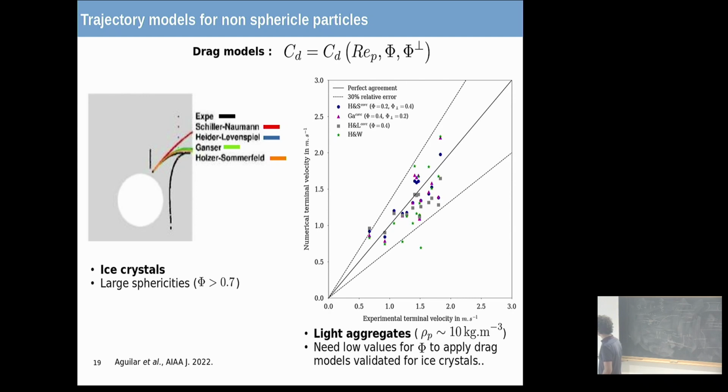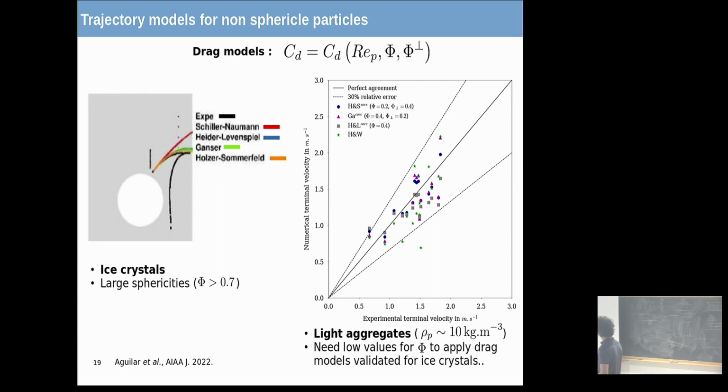we see that we are not so far from the reality. This is for ice crystals, and we see that we can use quite large sphericity values, larger than 0.7, which is not so far from a spherical description, which was quite encouraging for us. But when we try that here on the right for light aggregates, so very complex shapes with a very low bulk density, we had to decrease this sphericity from 0.7 down to around 0.2. This is very disturbed, to be able to capture the terminal velocity of the snowflakes with the models.